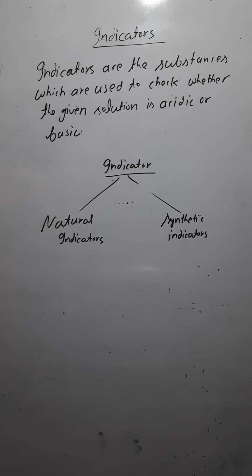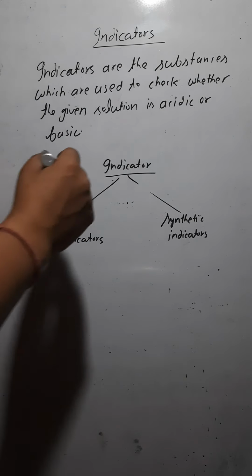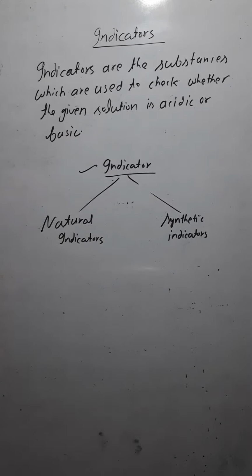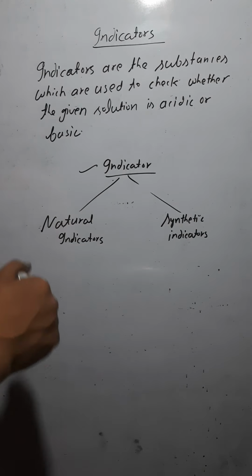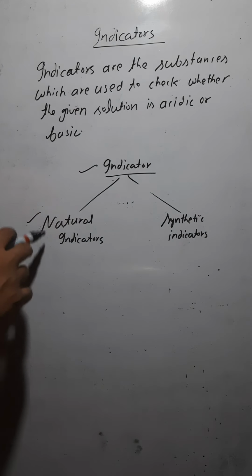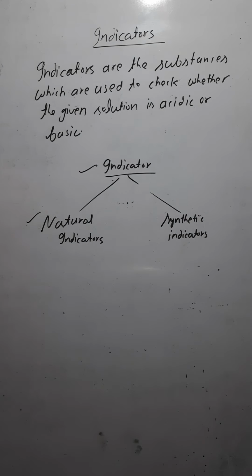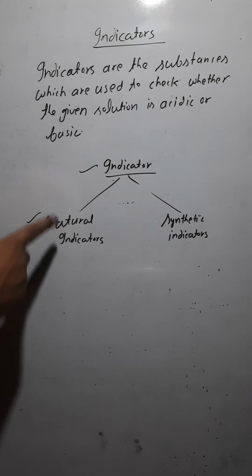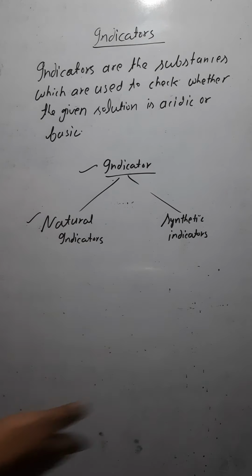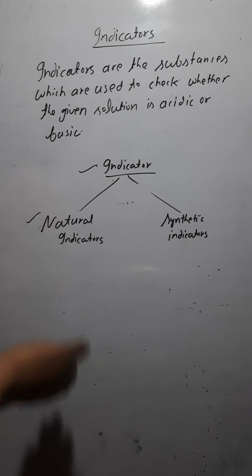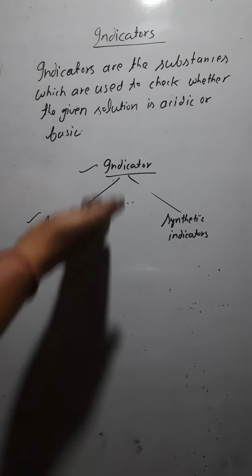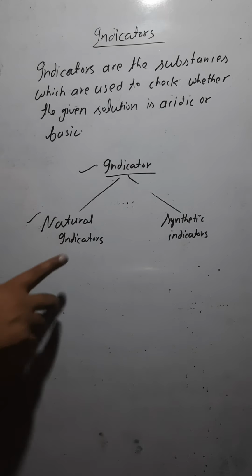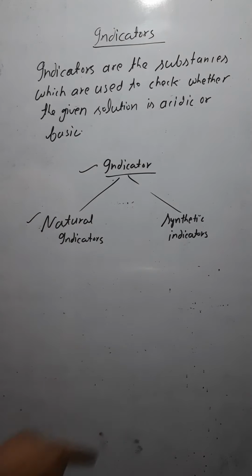Now the indicators are of two types. Basically they are of three types, but we will not talk about all of them; we will focus only on the first type, the natural indicator. Indicators can be divided into groups. Some are natural indicators, which are found in nature, and some are synthetic indicators, which we make.